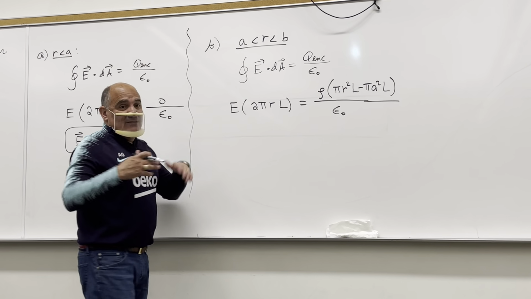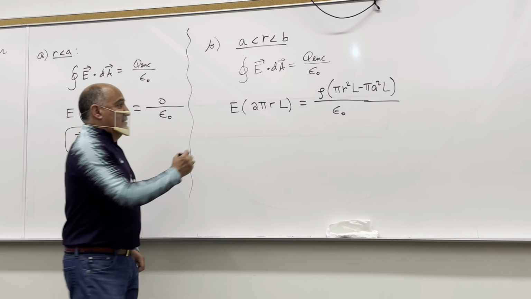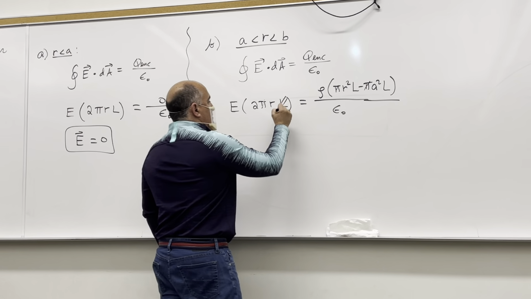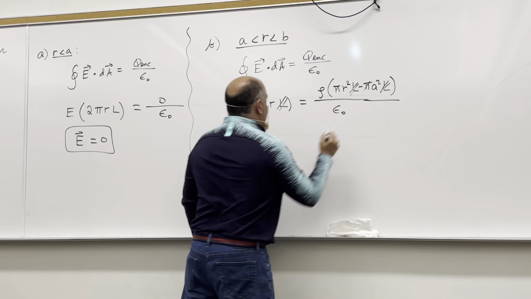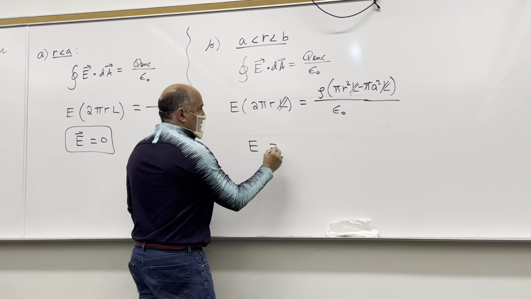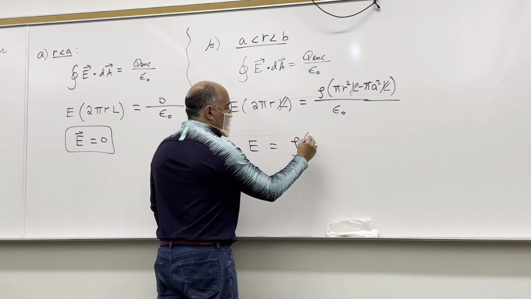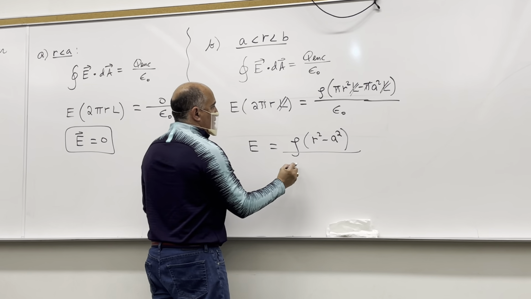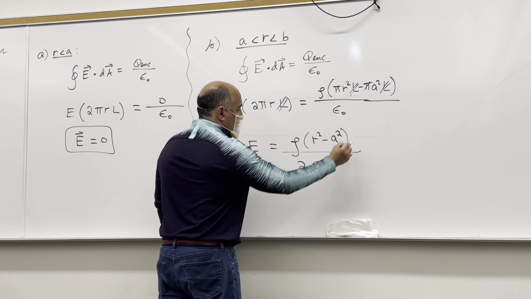And the next line is just algebra, right? I can cancel this pi with this pi and that pi. I can cancel this L with this L and that L. So I'm going to obtain something like this: E equals rho times (r squared minus a squared) divided by 2 epsilon naught r.